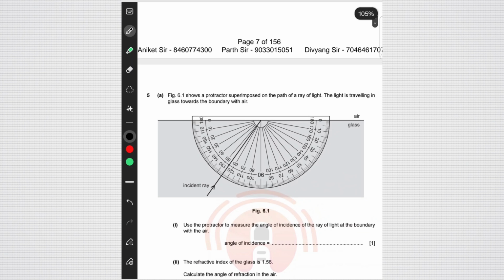Figure 6.1 shows a protractor superimposed on the path of a ray of light. Light is traveling in glass towards the boundary with air. Use the protractor to measure the angle of incidence of the ray at the boundary with air. So this is where your normal will be, and it is at 125. So this is your angle of incidence. So I have 125 minus 90, which should be 35. Just a second. Yes, it is 35 in the calculator also.